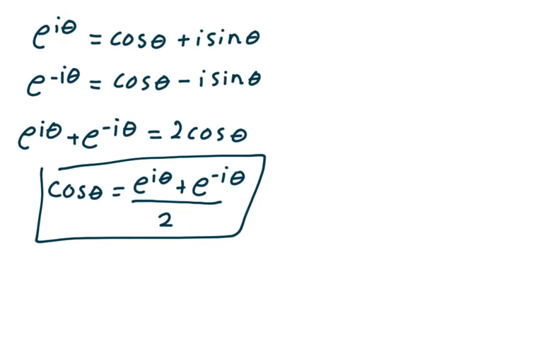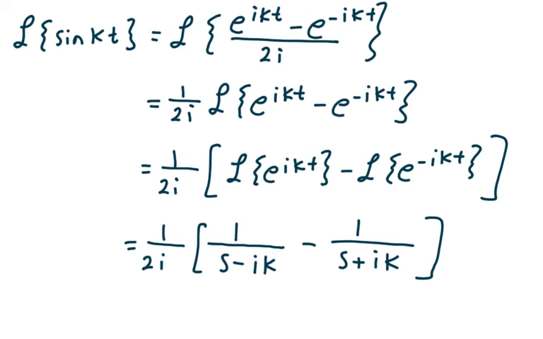Now, let's go back. Remember that e to the i theta is cosine of theta plus i sine of theta. That's Euler. And then e to the negative i theta is cosine of theta minus i sine of theta. Now what we want to do is add them. So e to the i theta plus e to the negative i theta is 2 cosine of theta. Solving for cosine theta, I get e to the i theta plus e to the negative i theta divided by 2.